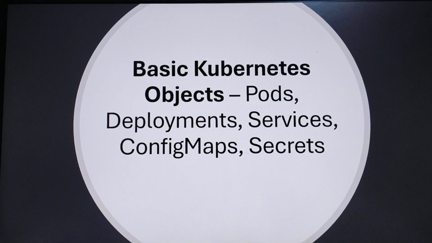Alright, a quick recap. Pods are the smallest unit in Kubernetes where your application containers run. Deployments manage the lifecycle of pods including scaling and updates. Services provide stable access to pods, handling DNS and routing. Config maps allow you to manage non-sensitive configuration outside your app. Secrets store sensitive data securely.